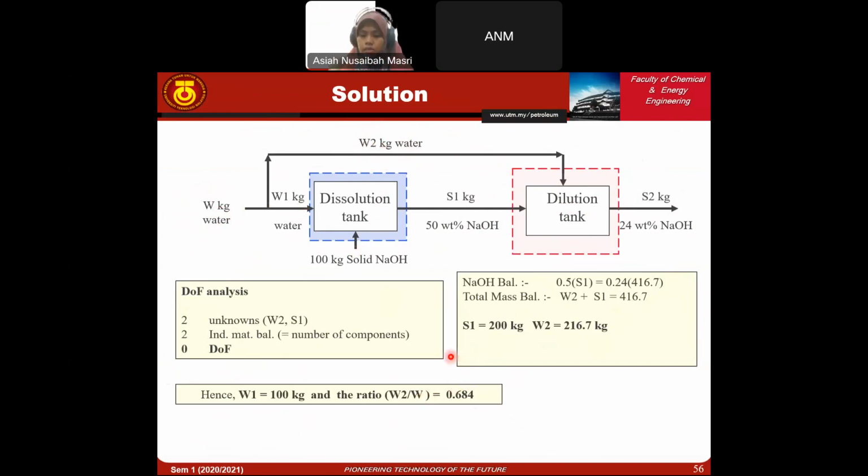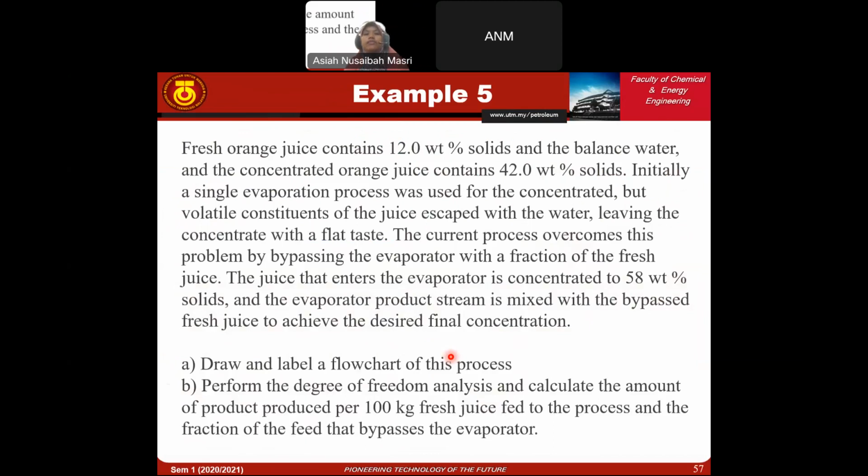You can take some of your time, try to read back and understand the solution. Okay, if you understand this, go to the second example, example 5. So here we have, okay, pause for a while and try to read and understand the question by yourself, and try to ask yourself to draw and label the flowchart of this process before we continue. Okay, now let's proceed. If you have any question, just simply comment there and we will discuss it.